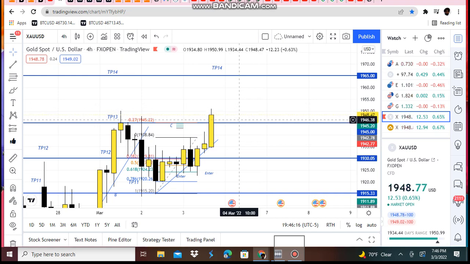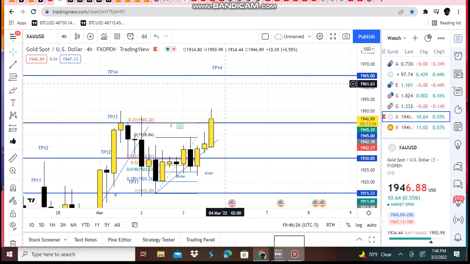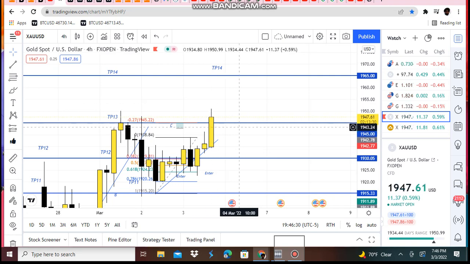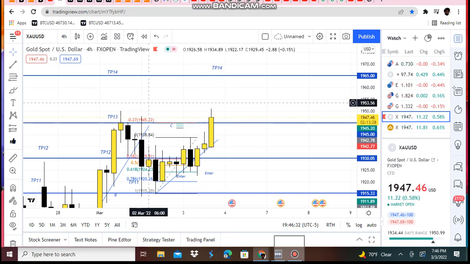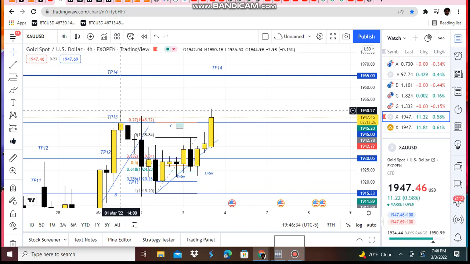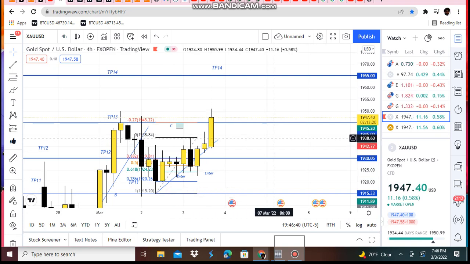But it's going to retest back down. We should see a retest back down to 1945, making a higher low before we see a higher high all the way up to 1965. So it should do that. It doesn't have to. Once price got to take profit 13 last time, 1950, it reversed right back down all the way to 1915. So we'll see what happens.